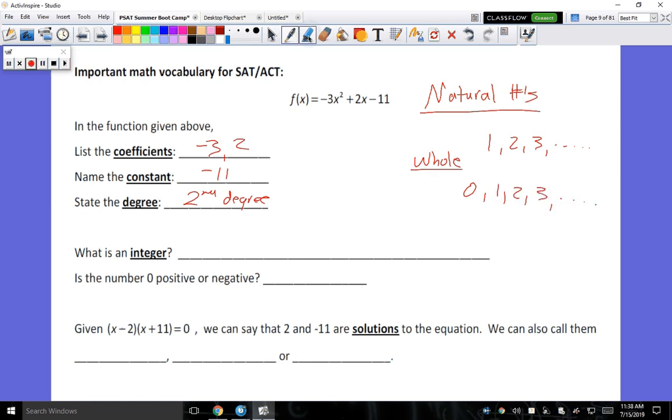A good way to memorize that, guys, is that. Okay? And then integers include the negatives. And they're only the whole number jumps. No what? No decimals, no fractions whatsoever. So is the number 0 positive or negative? Neither.